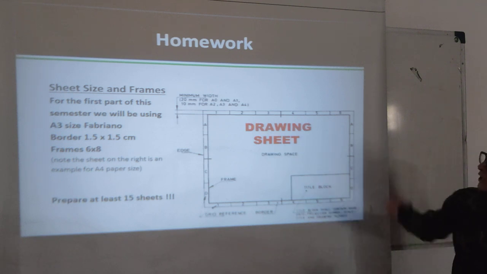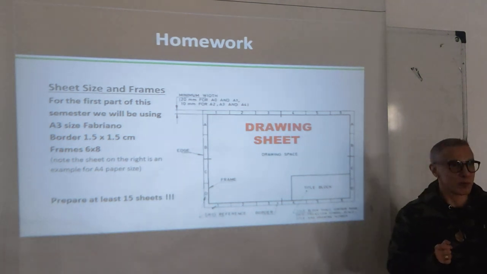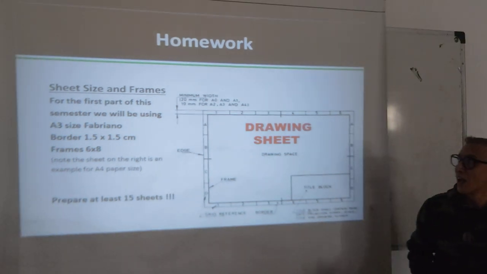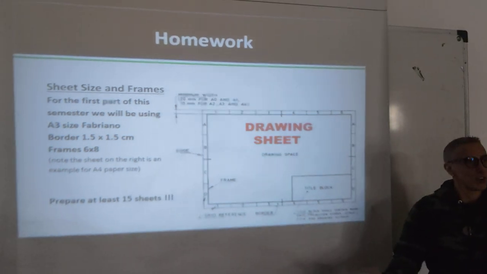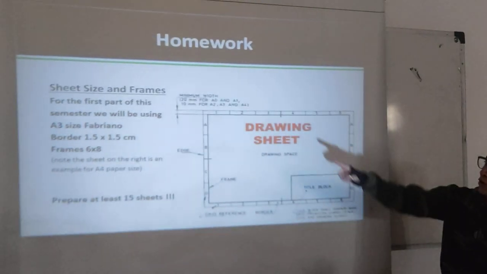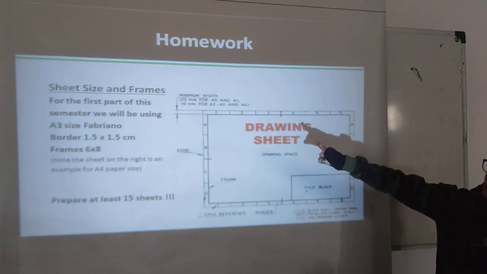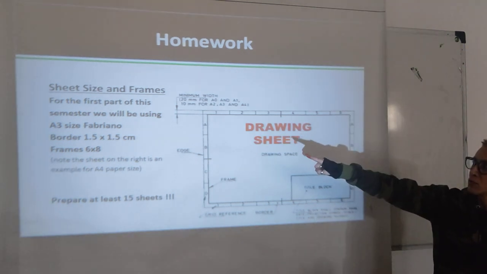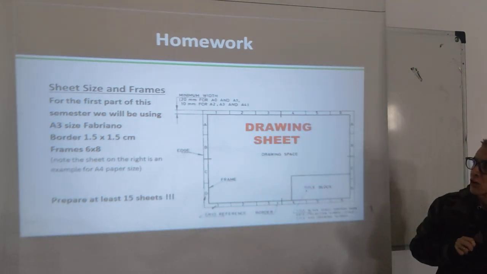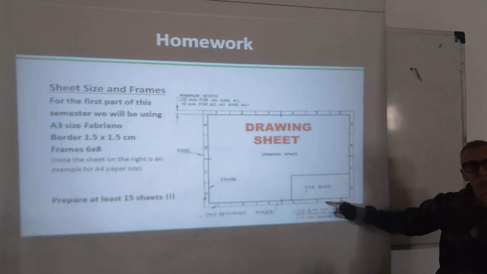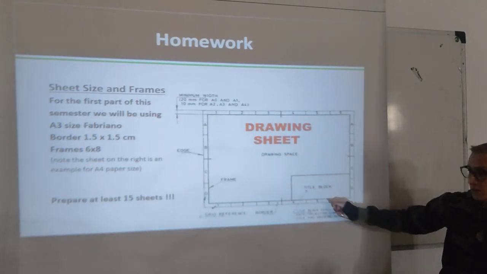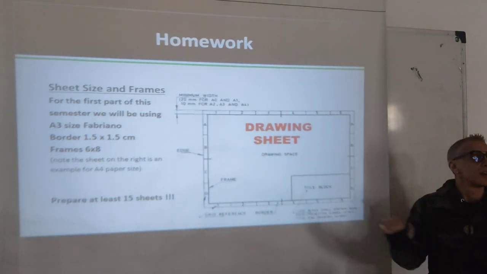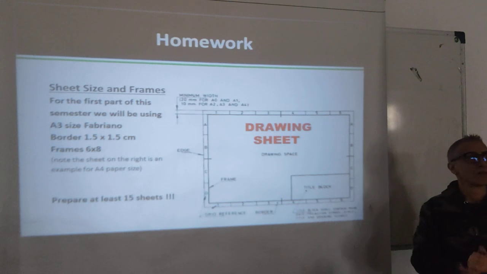So, we are now in the homework part. Now, the first homework will be easy, very easy, okay? Because it's just the preparation of the papers. So, what did I say here? For the first part of the semester until the midterm, we will be using A3 size Fabriano. Please leave a border of 1.5 centimeter, 1.5 from here, 1.5 from here, on all of them. Please be very exact, okay?